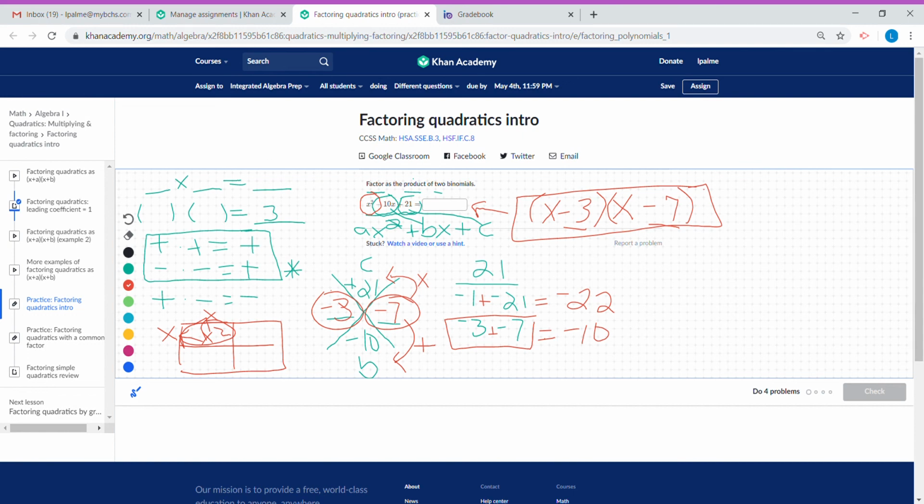Any questions, please let me know. This is a great method of learning, working with this X factor. It kind of gives you your little graphic organizer for what you need to do.